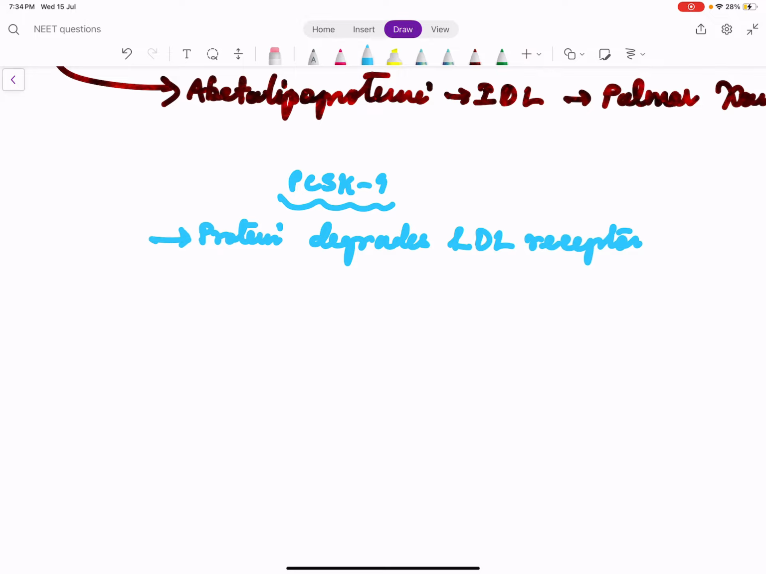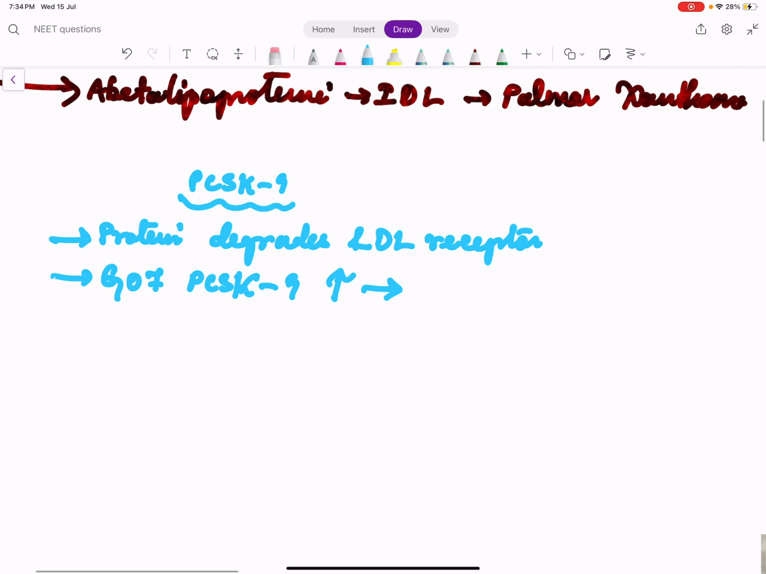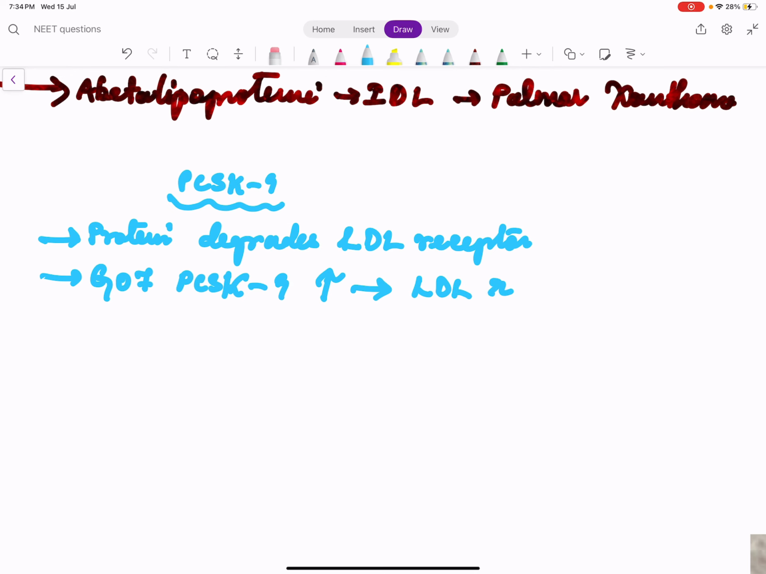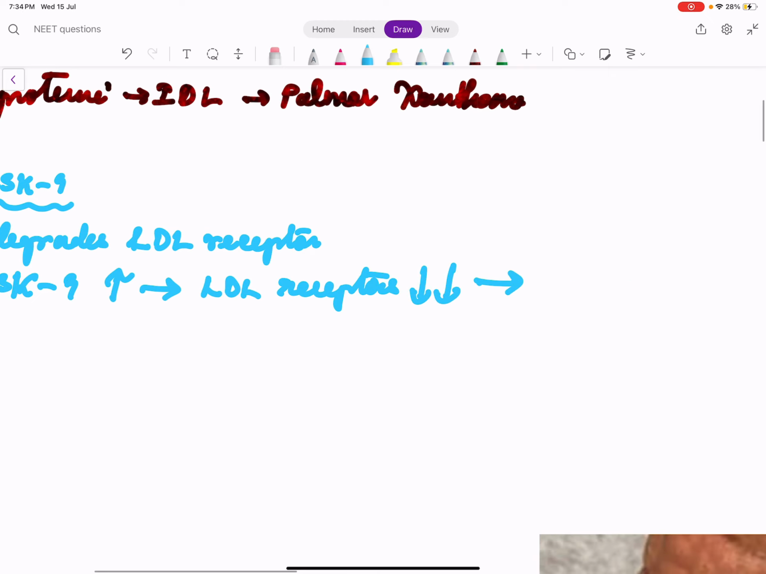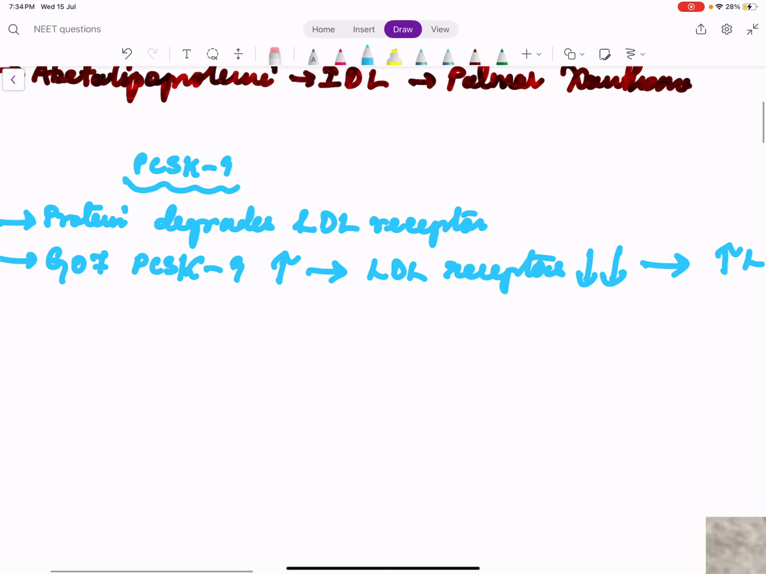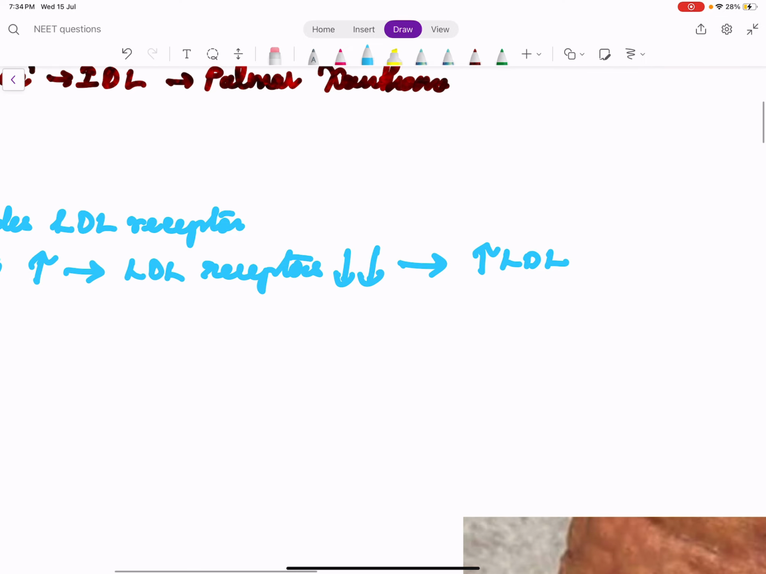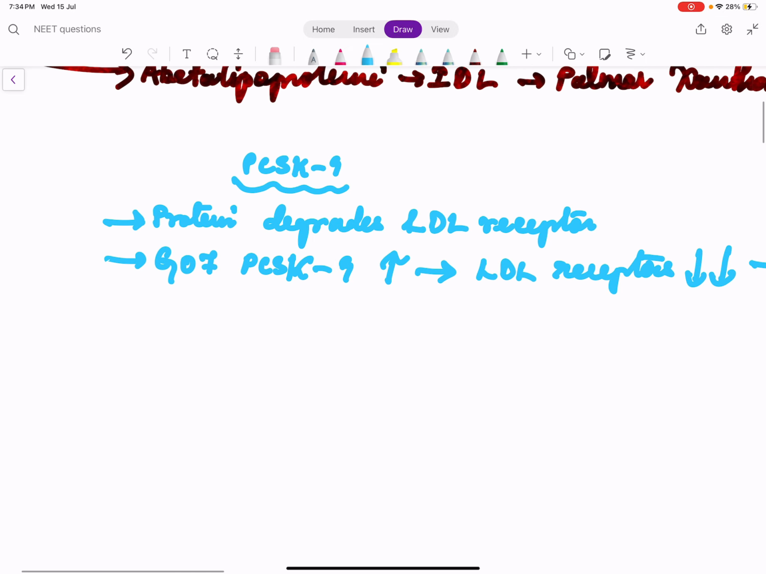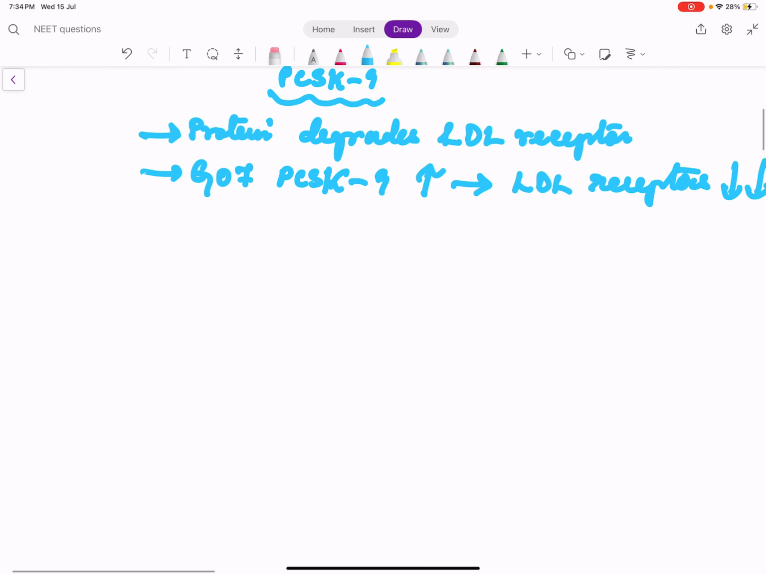So when PCSK9 activity is more, or when there is gain of function mutation of PCSK9, or when PCSK9 is increased, what happens? LDL receptors reduce in number. So excess LDL cannot enter the liver from the blood. So excess LDL stays in blood and it increases blood LDL levels. So PCSK9 gain of function mutation or increased PCSK9 activity is one reason for increased LDL. I told you there are many mutations causing familial hypercholesterolemia. So PCSK9 also could be one of them, but it is not very common.